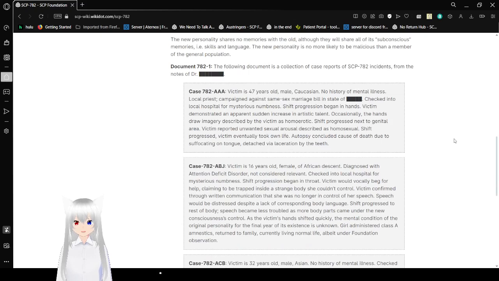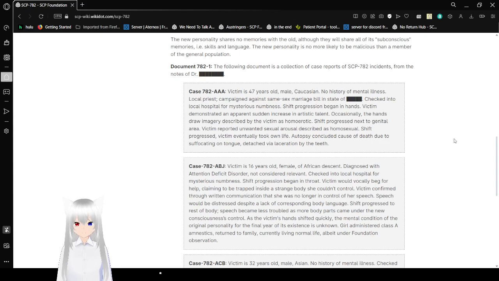Document 782-1: The following document is a collection of case reports of SCP-782 incidents from the notes of Dr. Bob. Case 782-AAA: Victim is a 47-year-old male, Caucasian, no history of mental illness. Local priest, campaigned against same-sex marriage in state of [redacted]. Checked into local hospital for mysterious numbness. Shift progression began in hands. Victim demonstrated an apparent sudden increase in artistic talent. Occasionally drew imagery described by the victim as homoerotic.